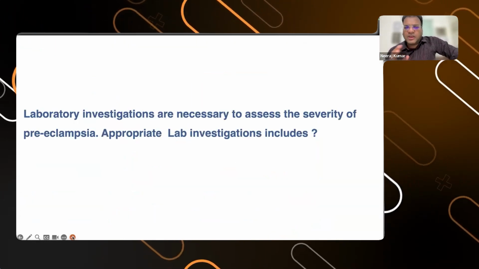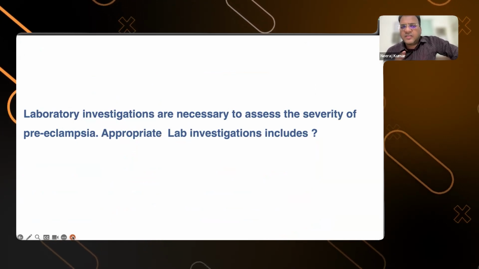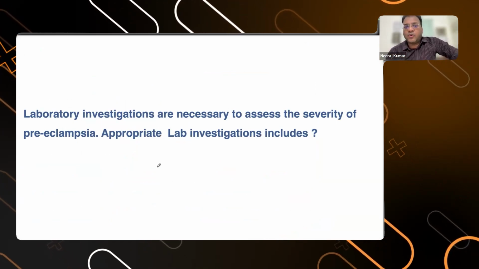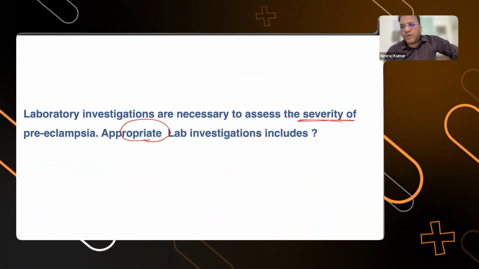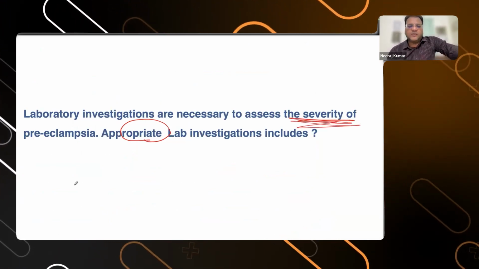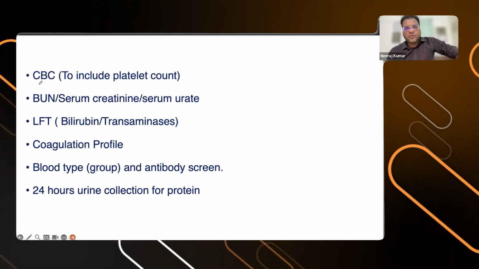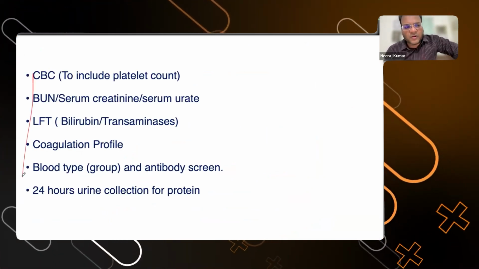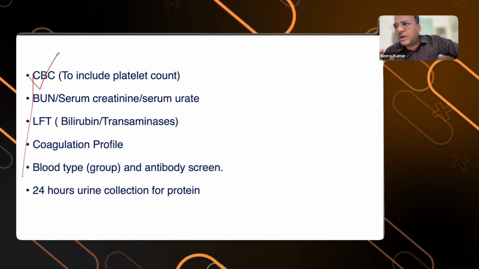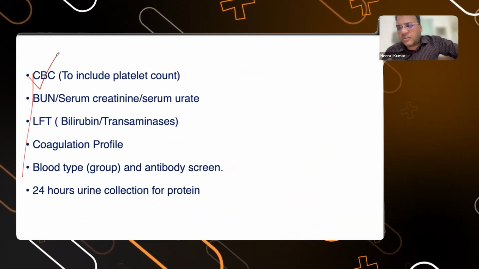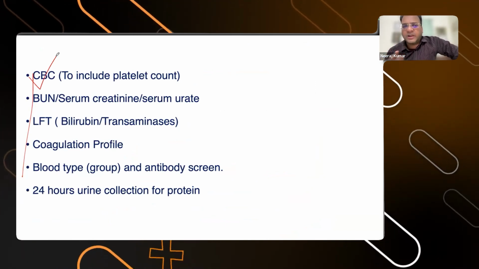Okay. Now, coming to the next part: the laboratory investigations that are necessary to assess the severity. Which lab investigation is very, very important for labeling the severity of preeclampsia? For this, you have to answer in this order only. It has to be CBC. Why? Because I want to exclude coagulation defects like platelet count. I want to check the platelet count.